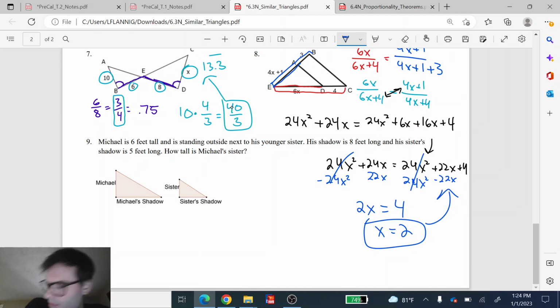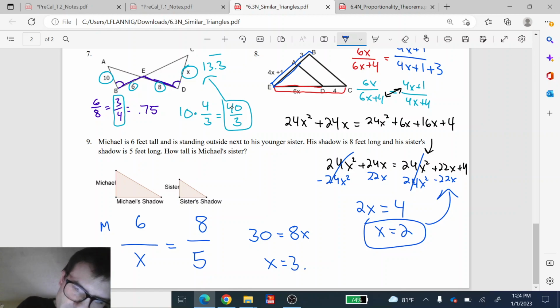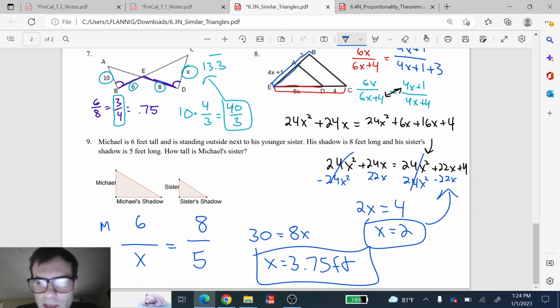So we can say that we have Michael up top and Michael's sister on the bottom. Michael is 6 feet tall and his sister is, we don't know. We don't know how tall she is. And we know Michael's shadow is 8 feet long, and his sister's shadow is 5 feet long. You just got to cross multiply 6 times 5 to get 30, and 8 times x to get 8x. And that means x is going to be equal to 3.75 feet. So we know Michael's sister is 3.75 feet tall. Still pretty young, probably not fully grown yet.